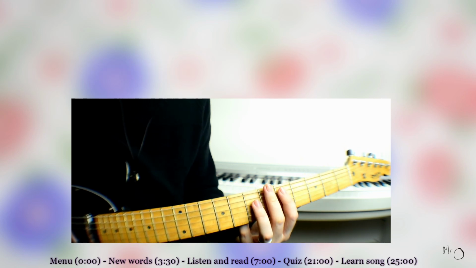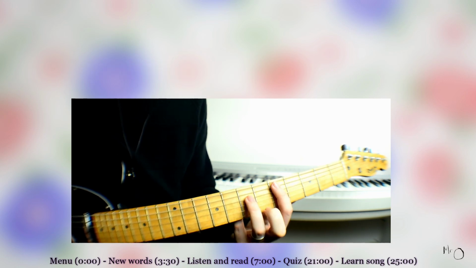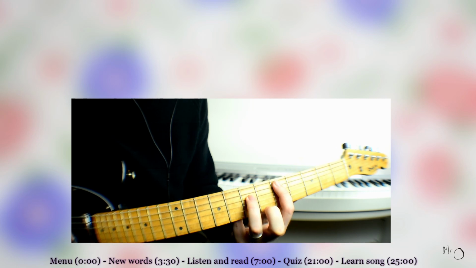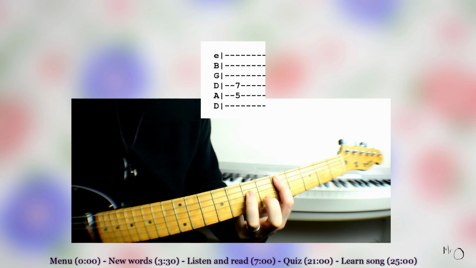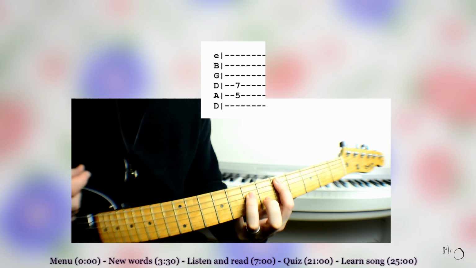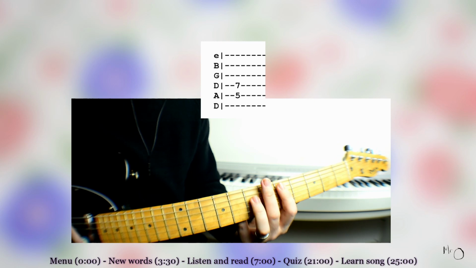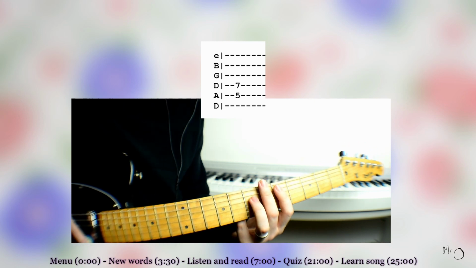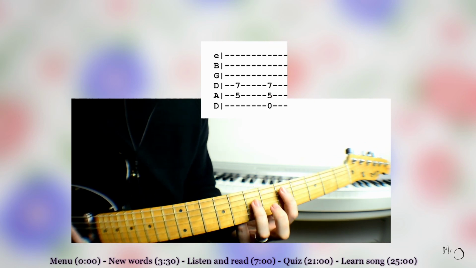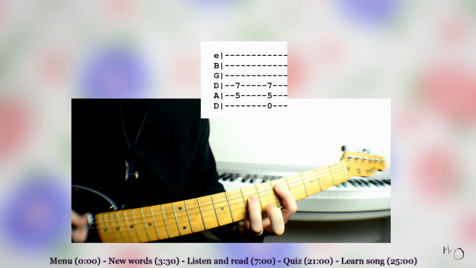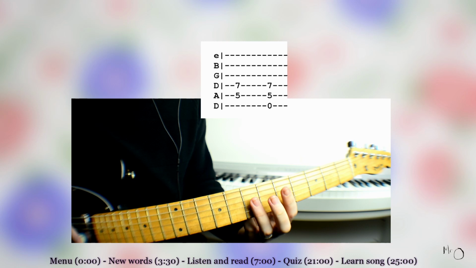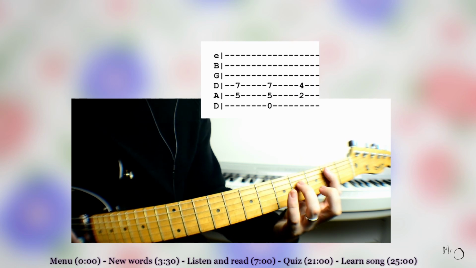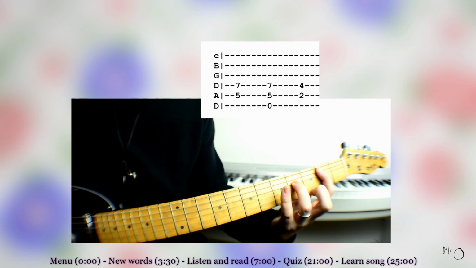So it starts off on a D again, which looks like this. And I'm not playing this bottom string at the moment. Then I'm going to start playing this bottom string to make it sound a bit heavier. We go to that B minor 7th chord, but I'm only playing two strings, these two.